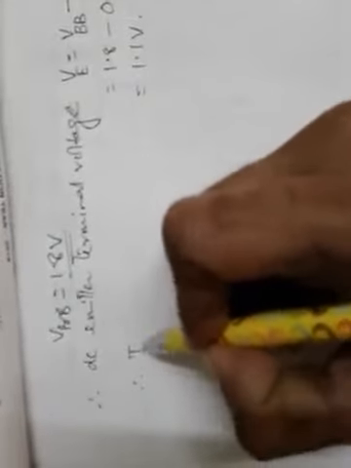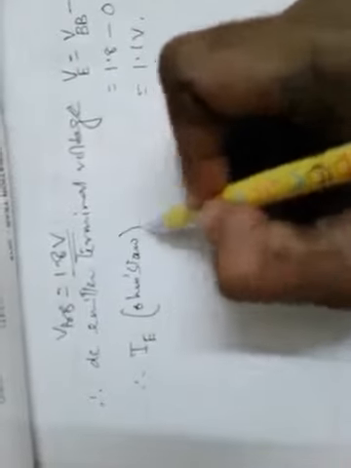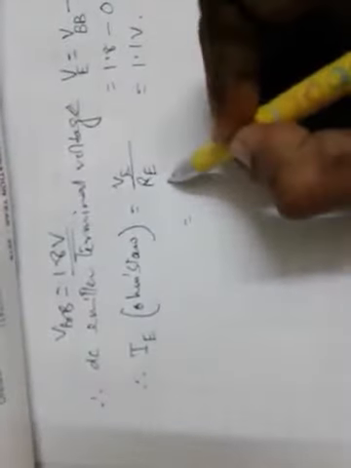So if this is VE, then how much will be IE using Ohm's law? You can calculate using Ohm's law, that is VE divided by RE, and that is 1.1 by 1 kilo ohm. So this is the value of IE, and it should come as 1.1 milliampere. So now we have IE in our hand.